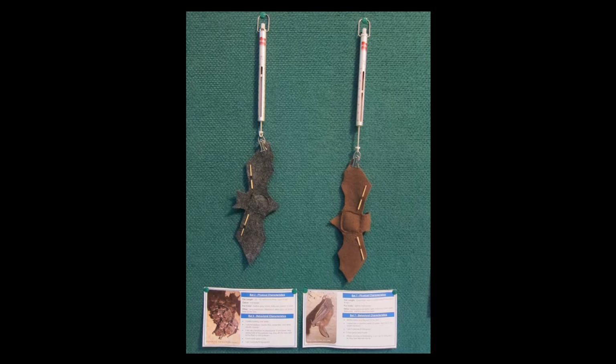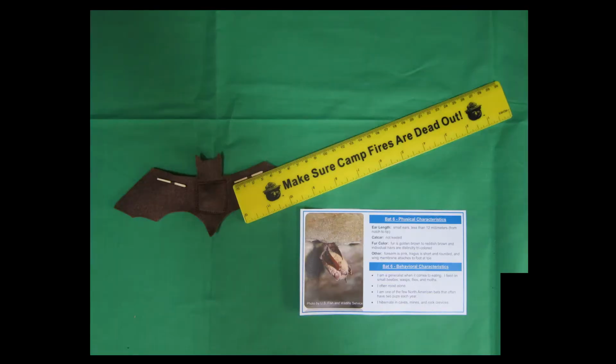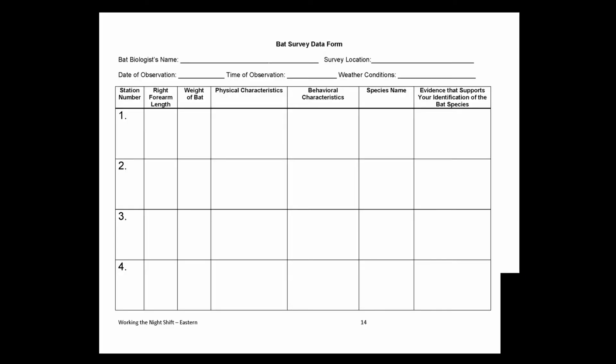The bat trunk includes 7 felt bat models. Students will weigh a mystery bat using a spring scale and record the information on their bat survey data form. Students will measure the bat's right forearm, which is simulated by a toothpick, using a ruler and record that data. The bat survey data form assists your students in organizing their data for the right forearm length and the weight of the bat. But you're not working with real bats. How will you get the rest of the information?